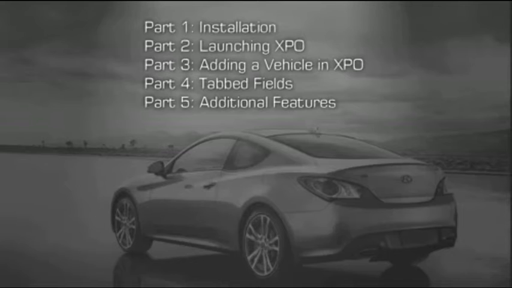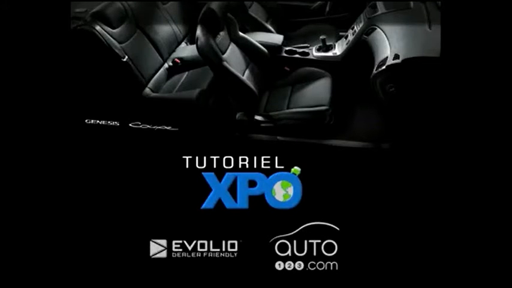Today's training session will cover XPO and consists of 5 parts. The total running time is approximately 11 minutes. Now, XPO is a program used to easily create your dealer's pre-owned vehicle inventory listing and advertise your pre-owned vehicles on your website and other media.